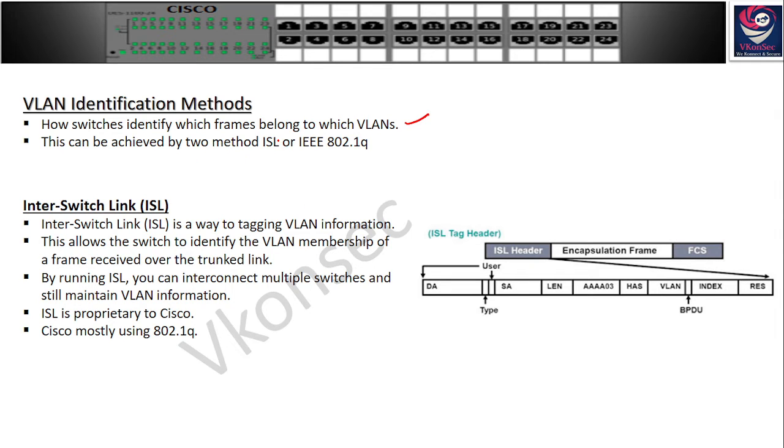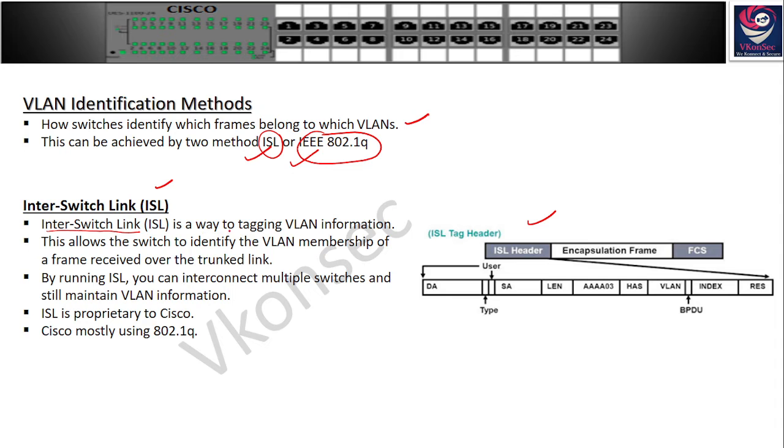So we are going to learn that this can be achieved through two methods: ISL and IEEE 802.1q. So we have to learn about the ISL and we have to learn about the IEEE 802.1q. First of all, I'm going to discuss the ISL. This is the ISL header. ISL is the full form of Inter-Switch Link.